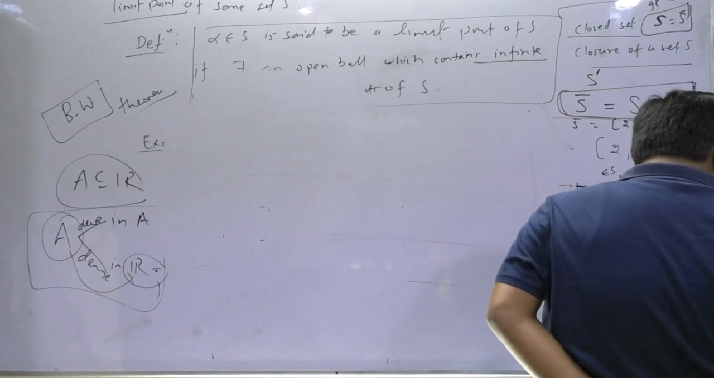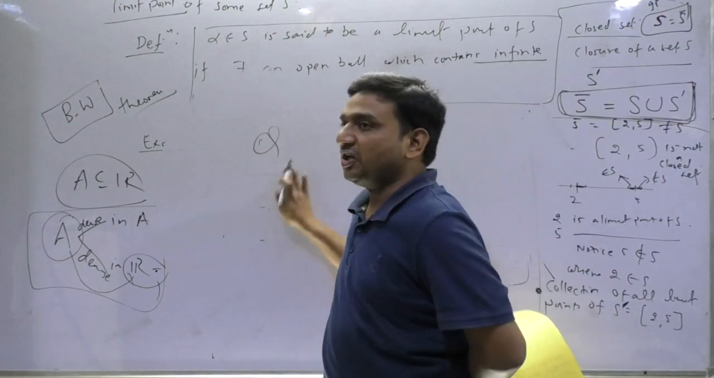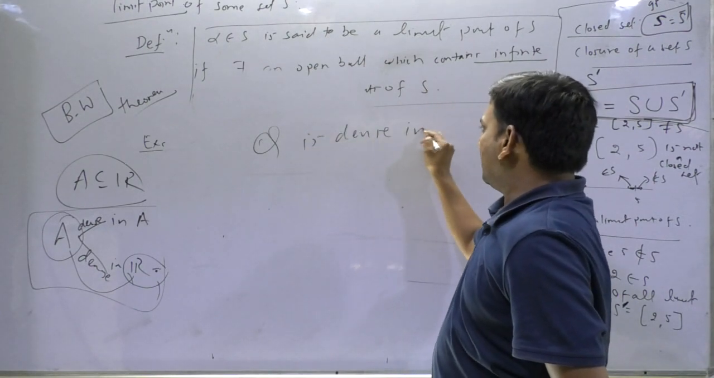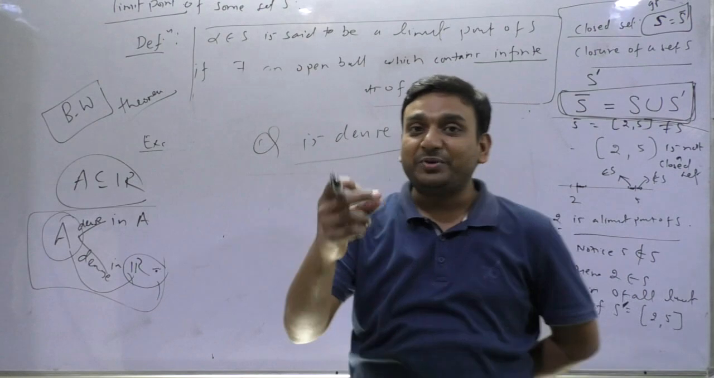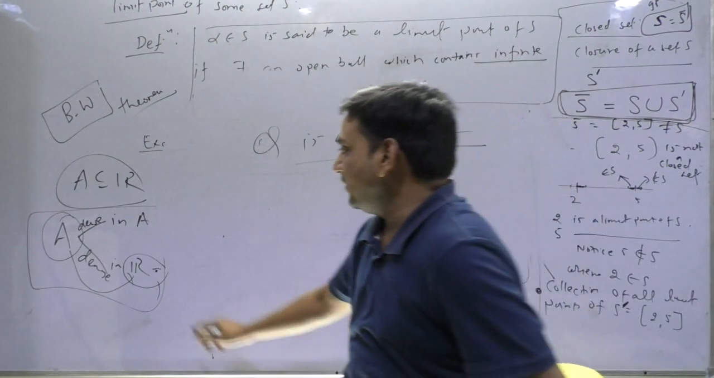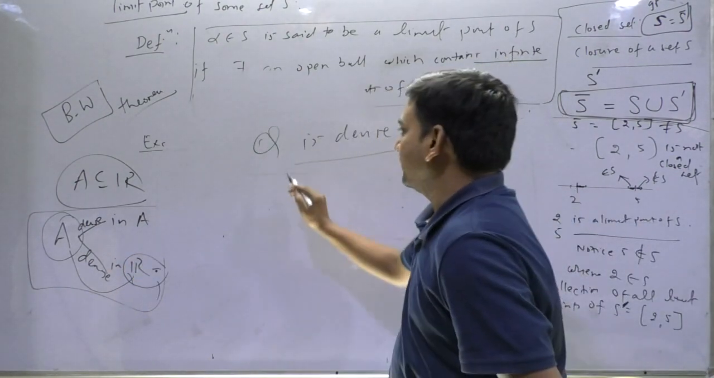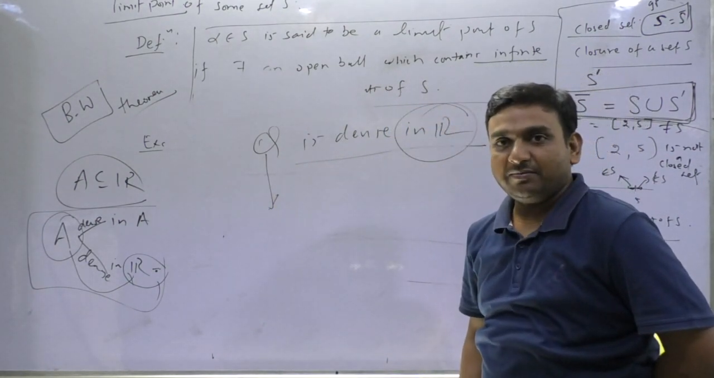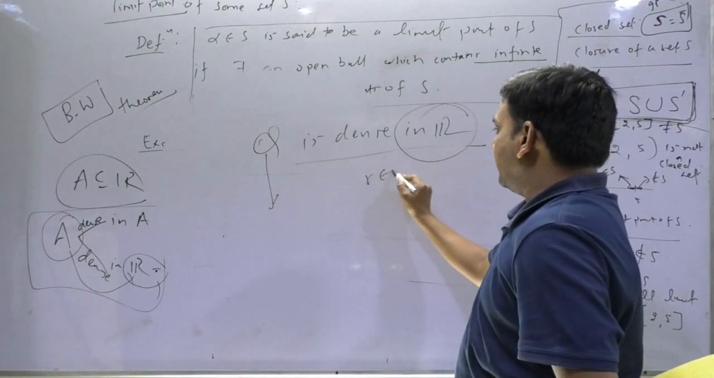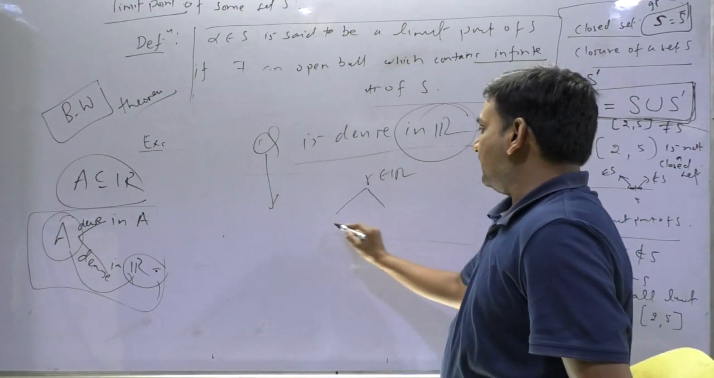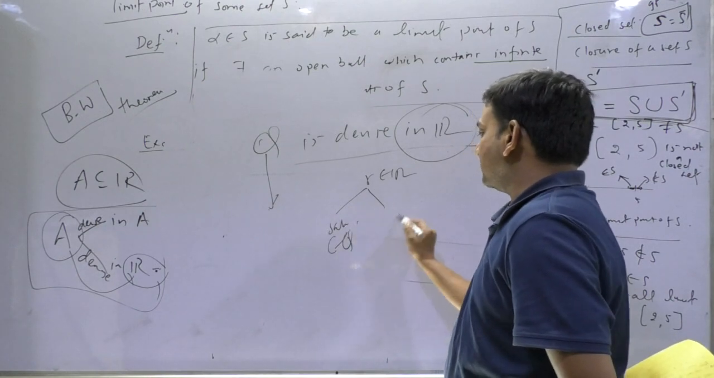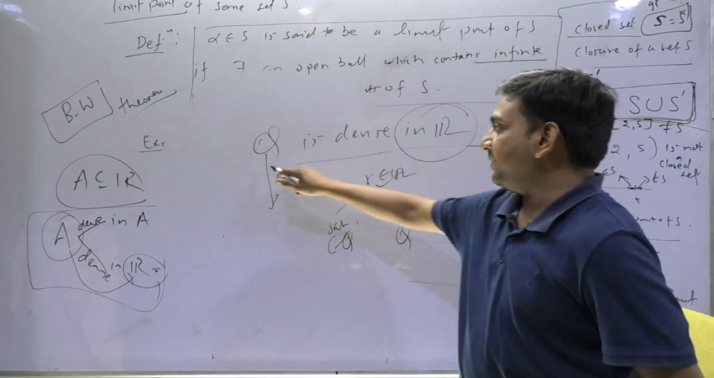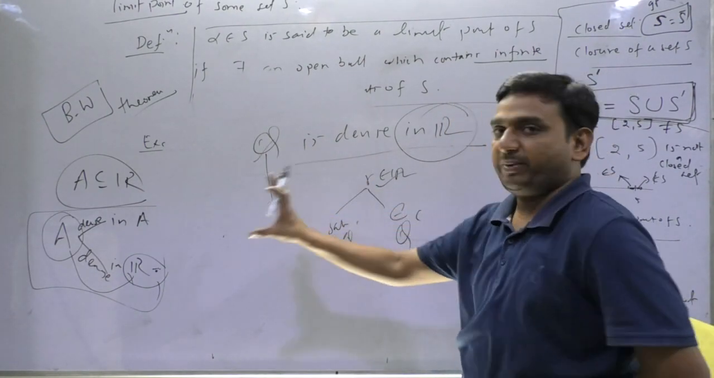For example, if I talk about the set of rational numbers Q, I want to check Q is dense in R or not. So that is the beauty of the definition. Friend, if you have learned the definition well, so any real number you take, this may be rational, means it can be in Q, or in Q complement. If it is an element of Q, then fine, one part is enough.